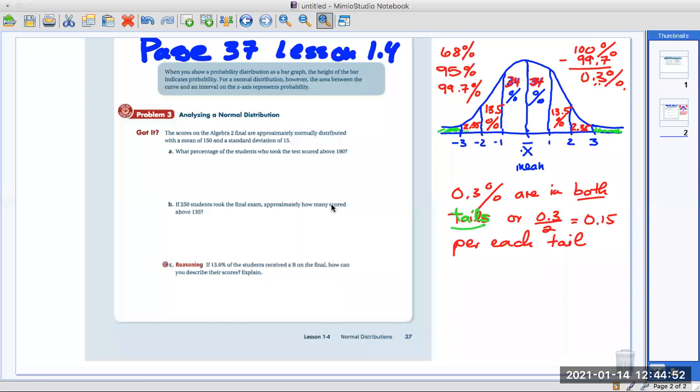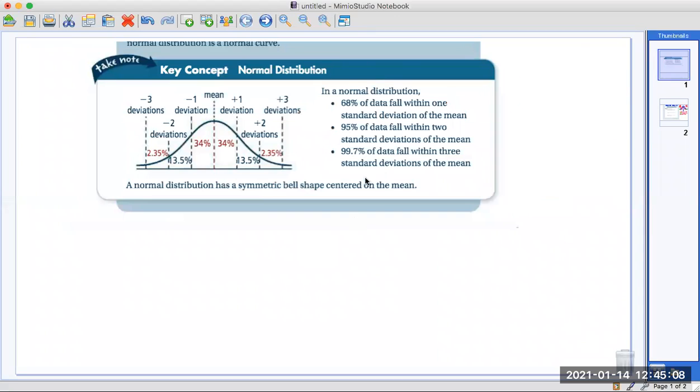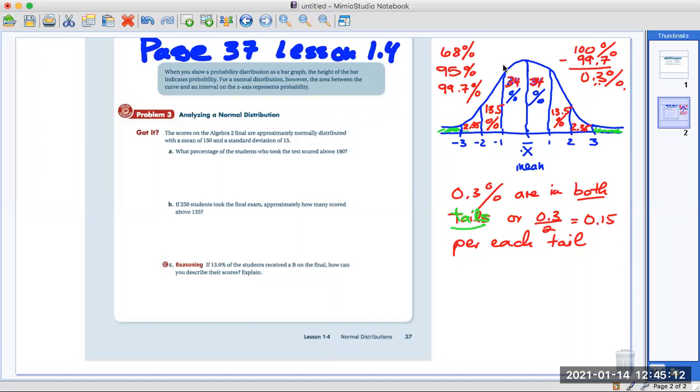Hello, Math 3 students. I wanted to give you a little help with the homework, lesson 1.4. This is page 37 in your textbook, and it's talking about the normal curve, and I copied that from your first page down on the bottom right. So I have it right there next to me, which makes it easier. I want to explain that normal curve one more time.